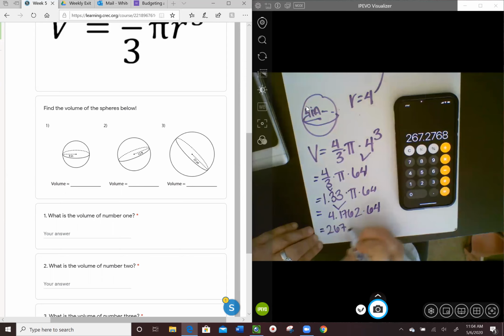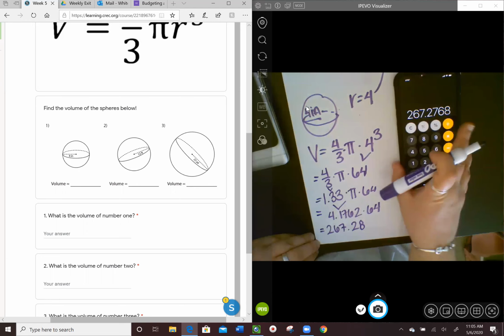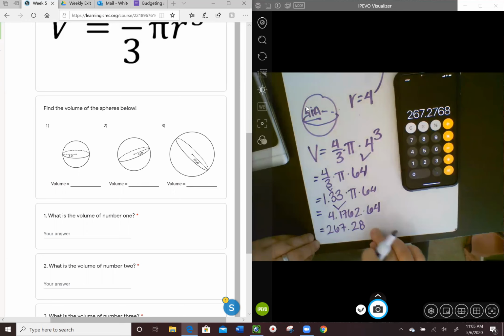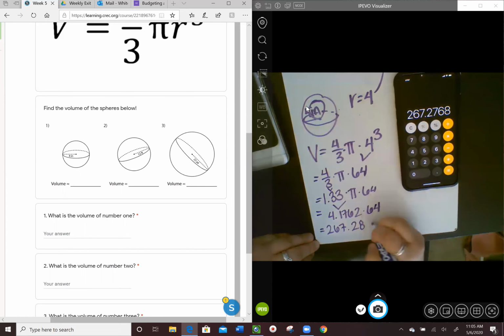And I'm going to round to 2 decimal places. I didn't tell you what to round to, so any answer is valid. Now remember, we need units. A lot of us got this answer, but a lot of us didn't put units. Our original units were inches, so my final units will be cubic inches.